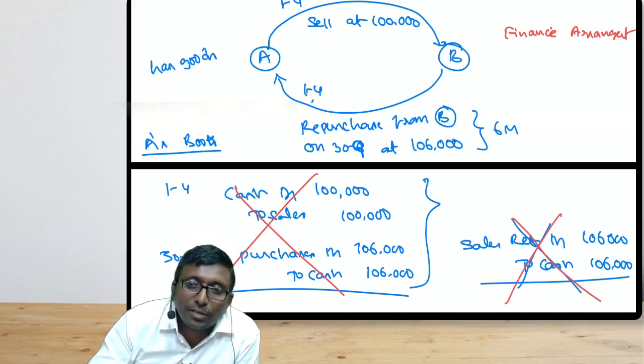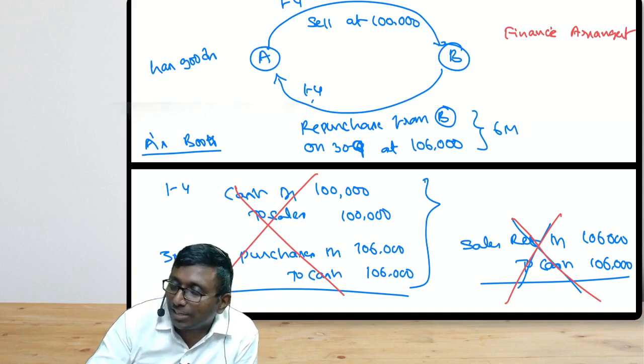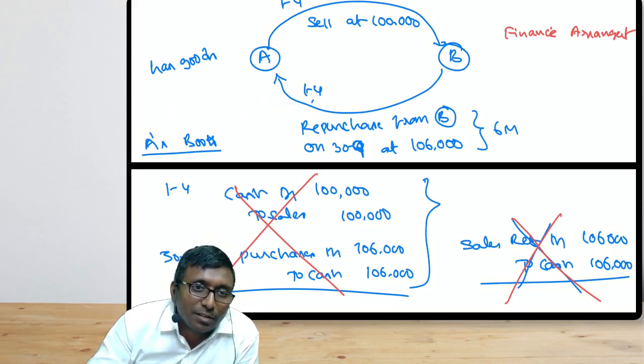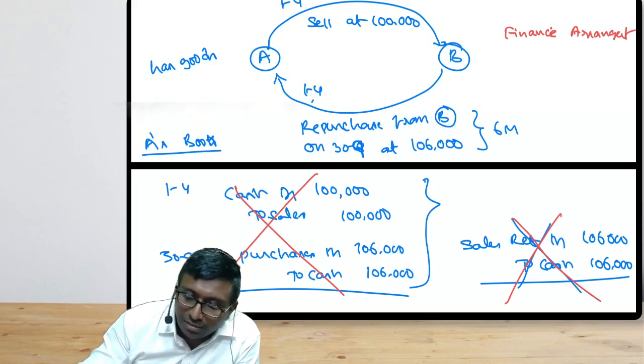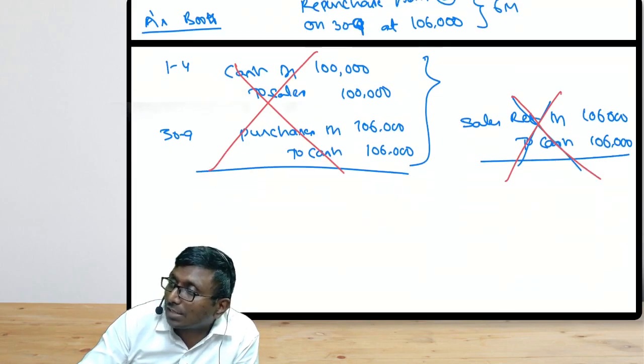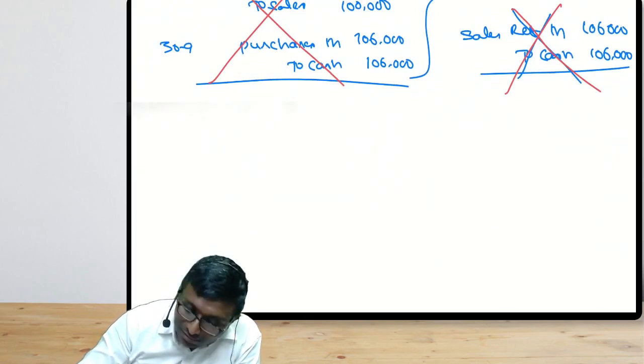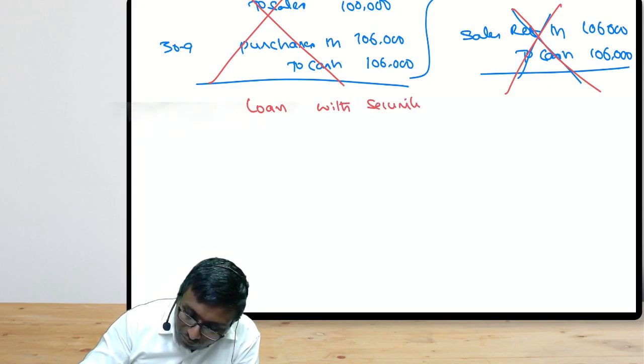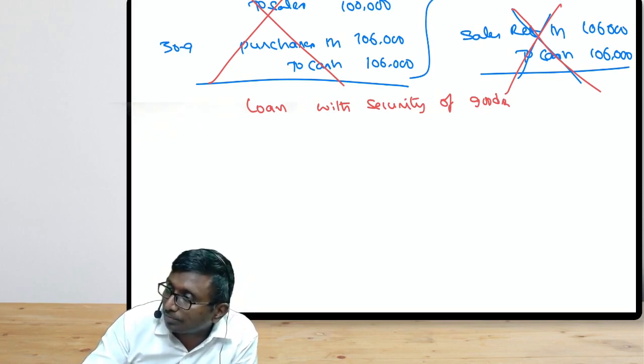Which fool will sell at 1 lakh and buy at 106,000 other than you? Tell me. Correct, na? Why would anybody do it? So when I say 1 lakh and 1,06,000, first it should strike you. This is sale and repurchase. What is it, my dear? It is a finance arrangement. It's a loan transaction. This is a loan with the security of goods. By taking security of goods, you gave a loan.